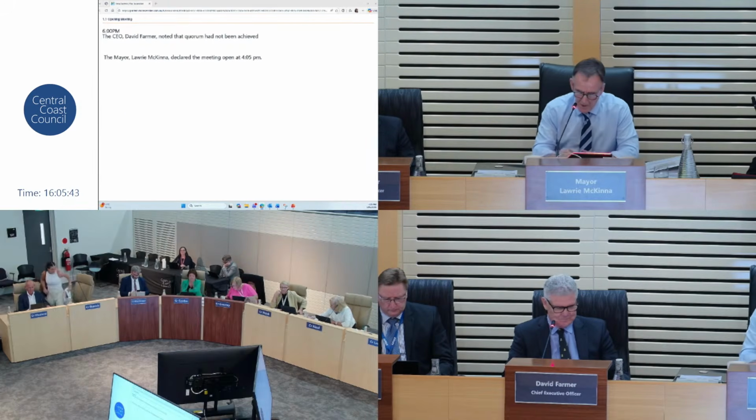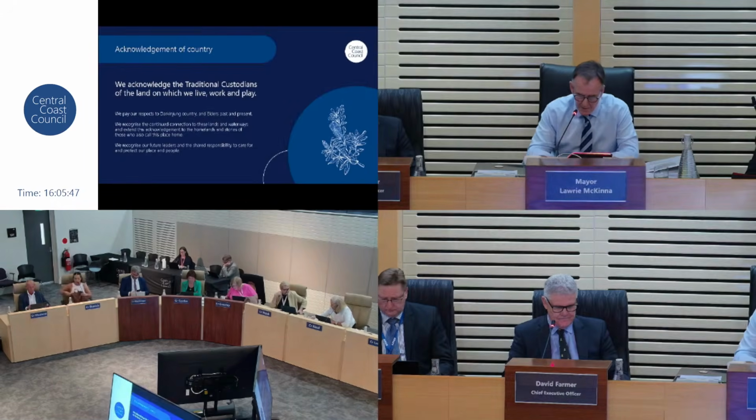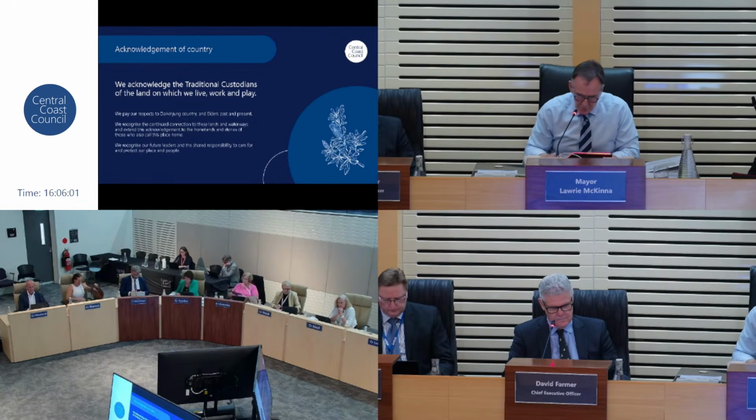We acknowledge the traditional custodians of the land on which we live, work and play. We pay our respects to Dark and Young Country and elders past and present. We recognise the continued connection to these lands and waterways and extend this acknowledgement to the homelands and stories of those who also call this place home. We recognise our future leaders and the shared responsibility to care for and protect their place and people.